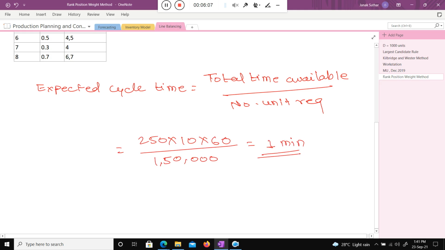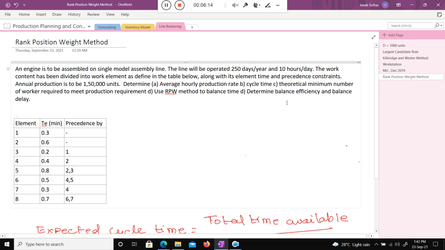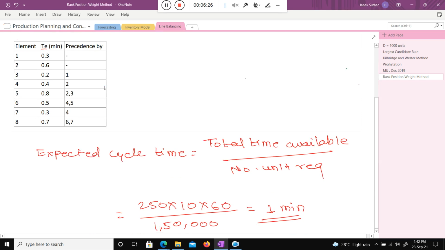Good. This 1 minute is the cycle time. It means every 1 minute I want one assembly. Every 1 minute I need one engine. If I produce one engine every 1 minute, then I can satisfy this particular demand of 1,50,000. This is the expected, or you can say the average, cycle time.